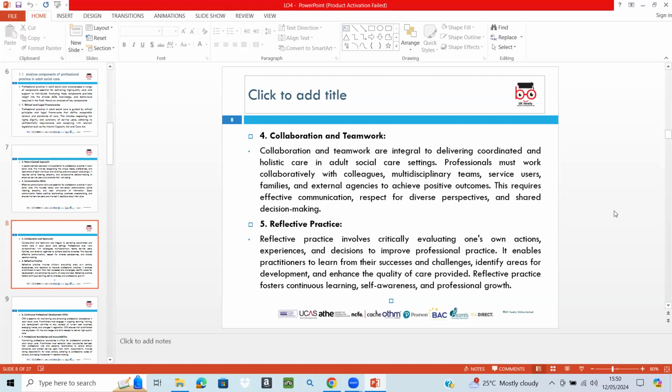So if we prioritize collaboration and teamwork along with adopting reflective practice in professional development, practitioners in adult social care can build strong partnerships, enhance care quality, and continuously improve their practice to better meet the needs of service users.